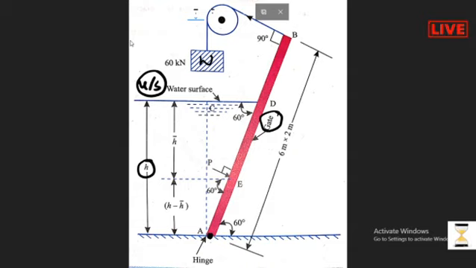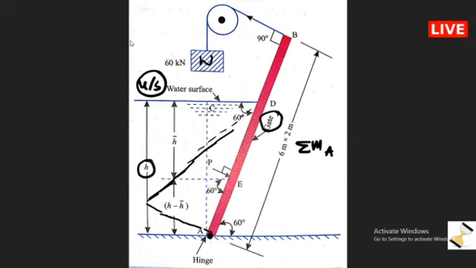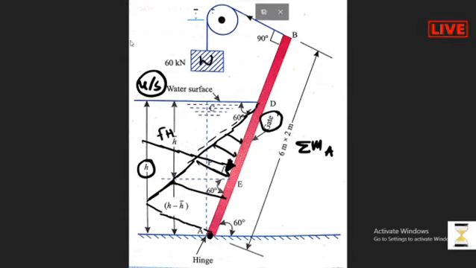So what we have to do is write the moment equilibrium equation about this point A. Now if you draw the pressure distribution curve, how will it act? This is the hydrostatic pressure distribution. The pressure will act like this, and somewhere here the resultant of the pressure distribution curve will act.